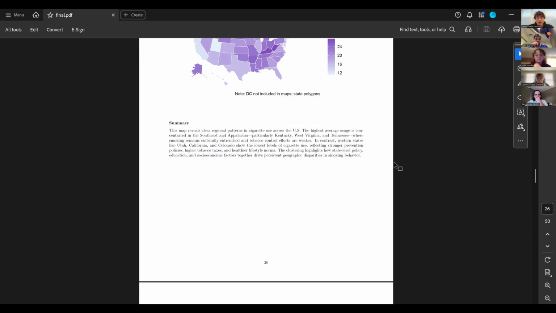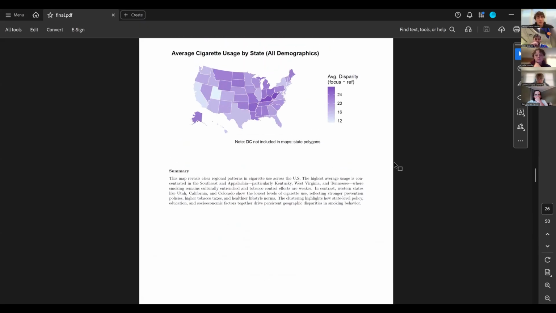This cluster also allows us to highlight the different regions that we see that smoking may be a lot more common, specifically in Appalachia, where we see Kentucky, West Virginia, et cetera. So we think this was really cool.